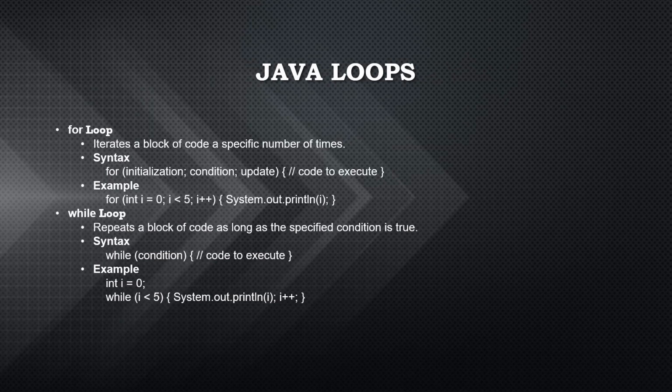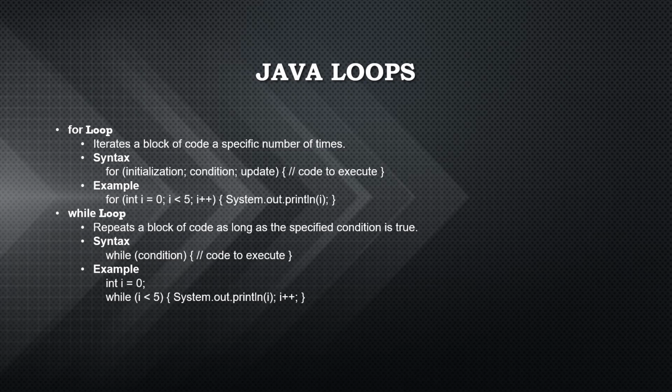The for and while loops are fundamental for repeating code blocks in programming. The for loop is ideal when you know how many times you need to iterate, using the syntax: for (initialization; condition; update) { code to execute }. For example, for (int i = 0; i < 5; i++) { System.out.println(i); } prints numbers from 0 to 4.